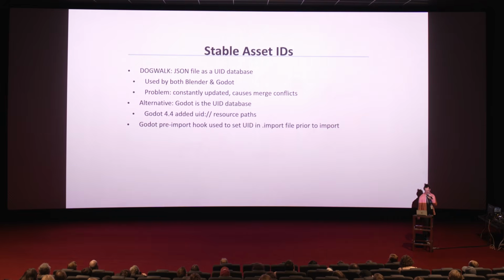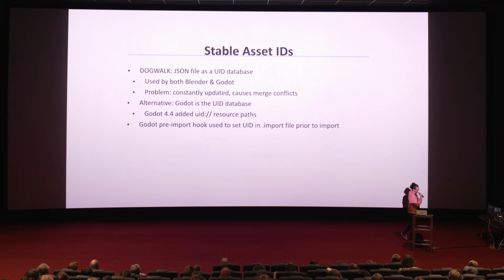So you guys have heard me say asset ID a couple of times. Now I'll actually talk about what it is. Blender and Godot need to communicate what references are. DOGWALK used a JSON file for this. They had a JSON database containing the asset IDs. I actually had 2 of them, asset ID and file path, and where it's expected to find things.